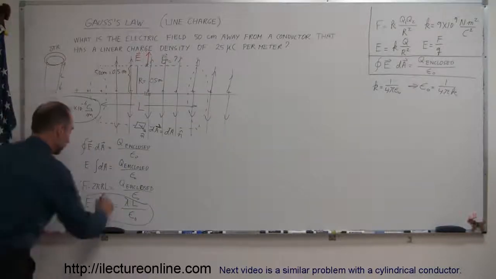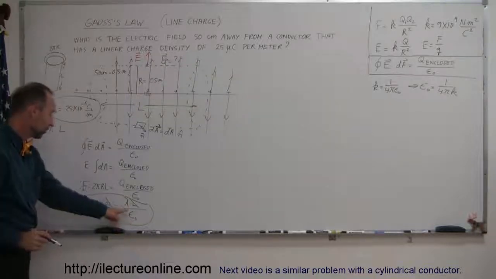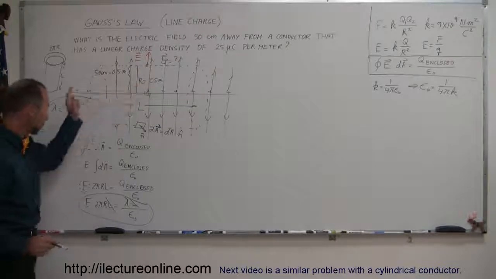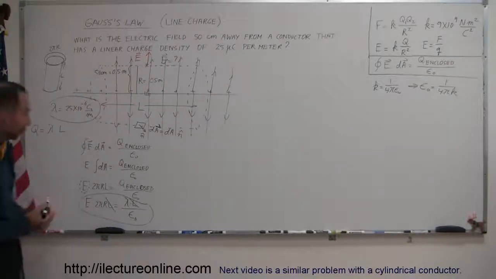The length of the cylinder cancels out because we have L on both sides of the equation. This is just a constant. That's the charge per unit length that's given to us. We know the radius that was given to us. The only thing we don't know is the electric field strength, which is what we're looking for.